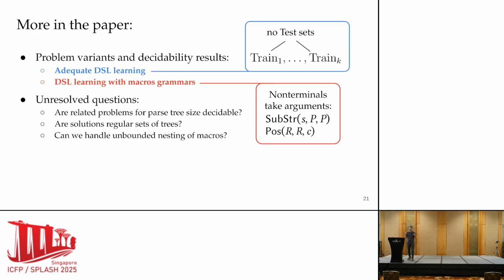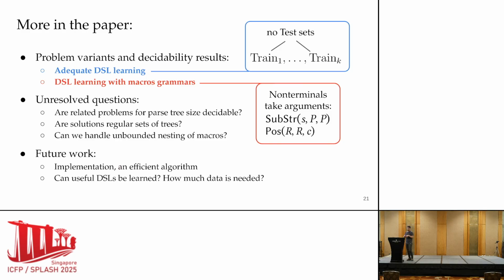There were also some unresolved theoretical questions. In particular, are these problems decidable when the complexity measure is parse tree size? We have results for depth, but is it decidable for size? We don't know. Future work will be to find an efficient algorithm and implement it. The decision procedure here is very complex. I think an interesting question is, can useful DSLs be learned from this specification? And if so, how much data do you need?